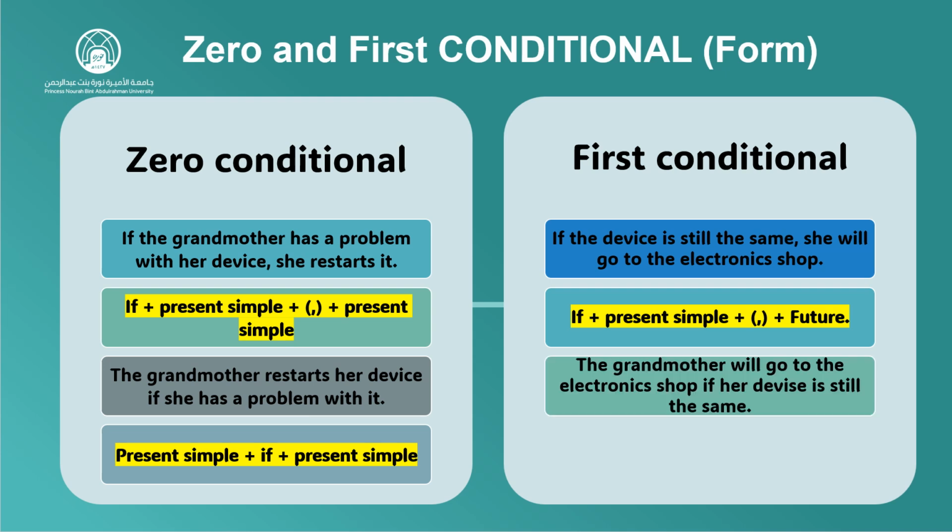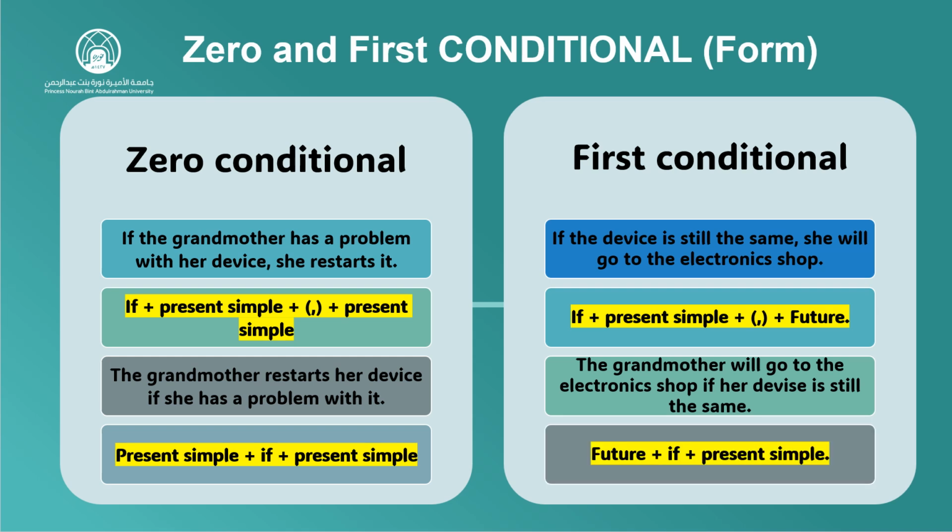I have another condition. If I started with the future form sentence, for example, the grandmother will go to the electronics shop if her device is still the same, I don't use a comma here because if came in the middle. Always remember that the sentences with if in the first and zero conditional are in the present simple form.